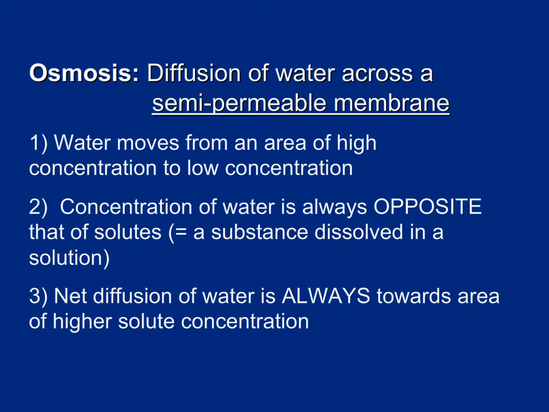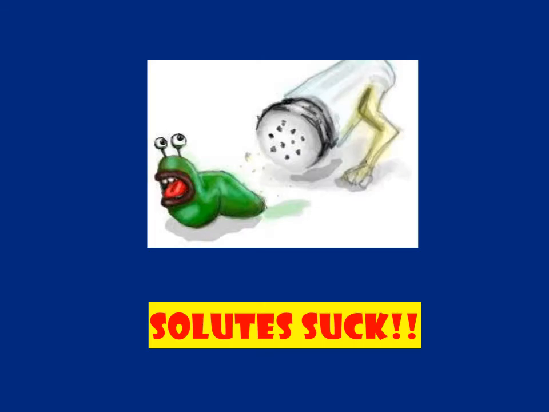However, the diffusion of water is also affected by solutes. So it tends to go towards an area where there's more solute because that's an area that has less water. So in essence, the net diffusion of water will always be to an area of higher solute concentration. Now, if you're like most people, you're probably having a hard time wrapping your mind around this osmosis versus diffusion thing. If so, all you need to remember is one thing. Solutes suck. And that doesn't mean that solutes are a drag or they're bad, but what it does mean is that solutes, like salt, tend to pull water towards them. Said in another way, water tends to move towards an area of greater solute concentration.